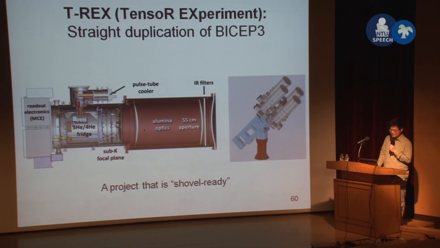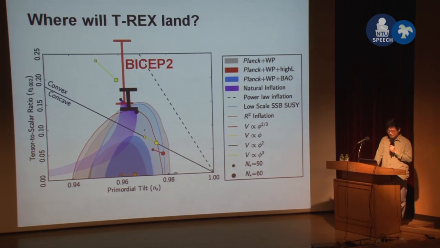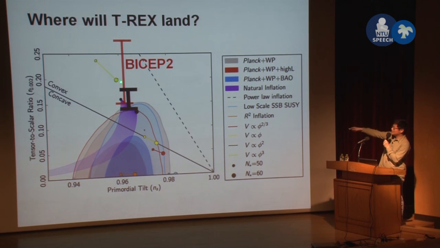Since we developed BICEP3, this straight duplication is a shovel-ready project. We just need more of the same thing to cover a larger patch of the sky. So there's great opportunity. It's low-hanging fruit, and it's very low risk. So that's what I'm pushing. And the science return is unbelievable. Just imagine shrinking the error bar of BICEP2 by a factor of 3 or 4. You're really picking out which of these models is the right one. Right now it could be any of these: phi cubed, axion monodromy, and so on.